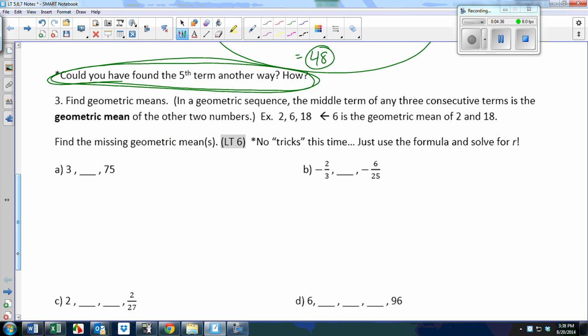All right, now we move on to learning target 6. I'm going to stop the video at this point and record this as learning target 5, and we'll do 6 as a separate video.